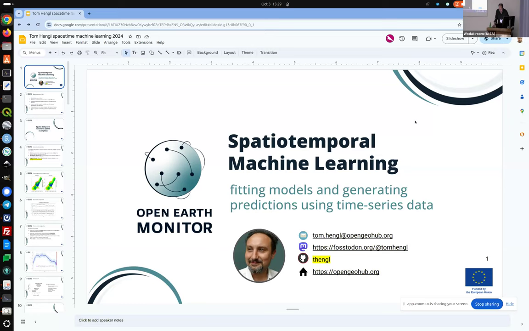So I'm going to talk about machine learning, but with space-time data, so space-time machine learning. Maybe it doesn't sound anything special. It's just another type of machine learning, but I do think there are some differences. And so I would like to highlight those differences.